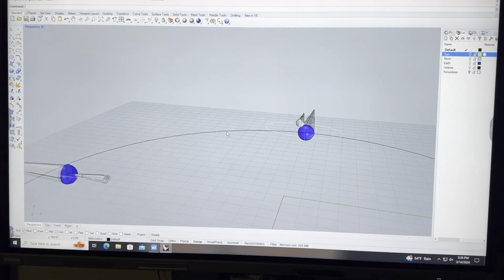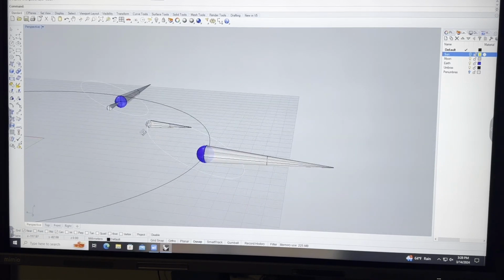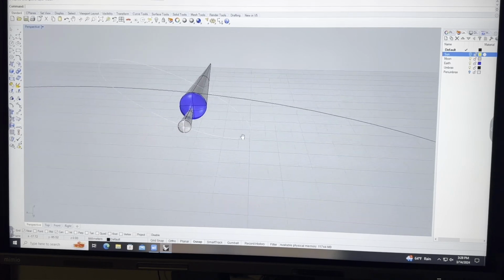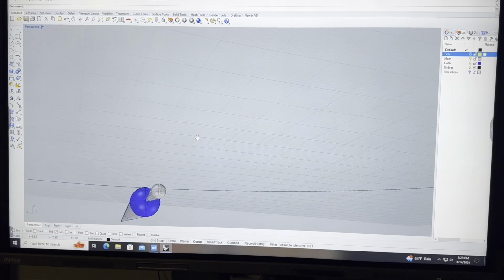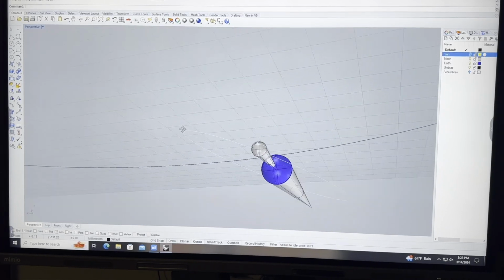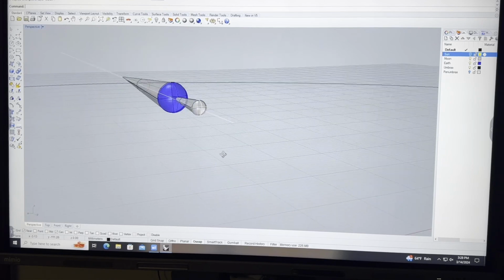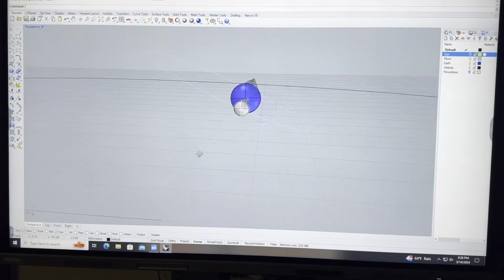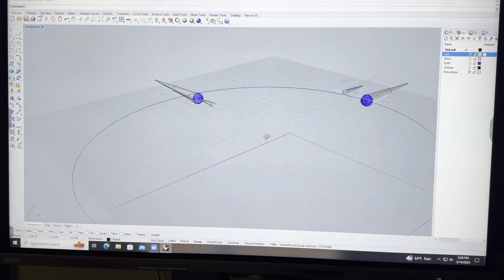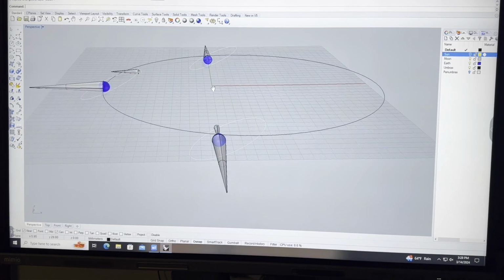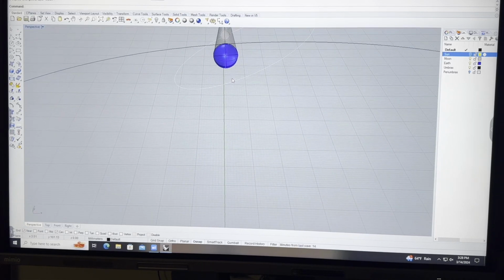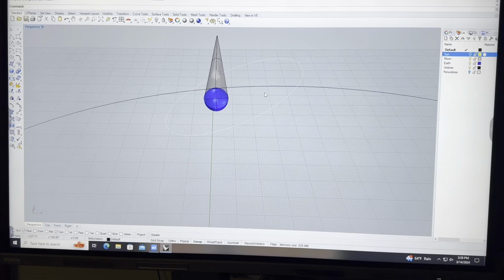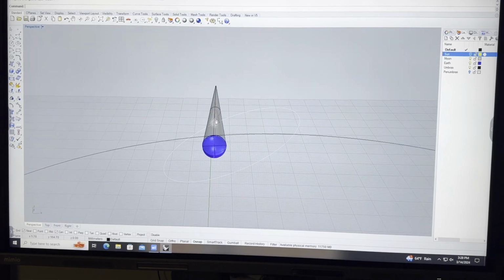Whereas opposed to this side, you can see kind of three-dimensionally what's happening with the moon. And then on this side, the moon is inside of the Earth's shadow.